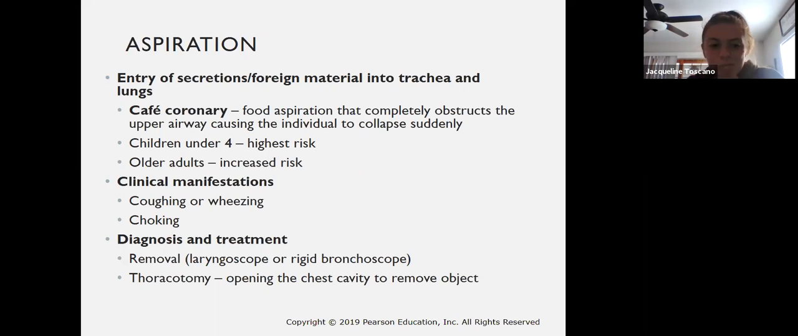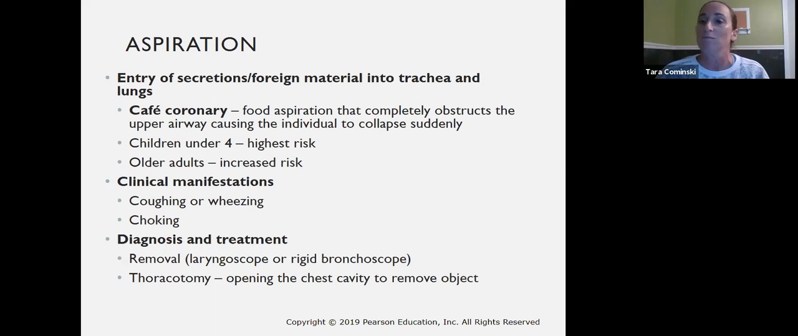So if somebody is coughing or talking, it means that there is some air getting through, right? And in general you want to encourage that. But obviously, if they're telling you they're choking, giving the Heimlich is probably a good idea before it completely blocks, right? It can potentially completely block that airway. And then obviously it's going to be a major issue.